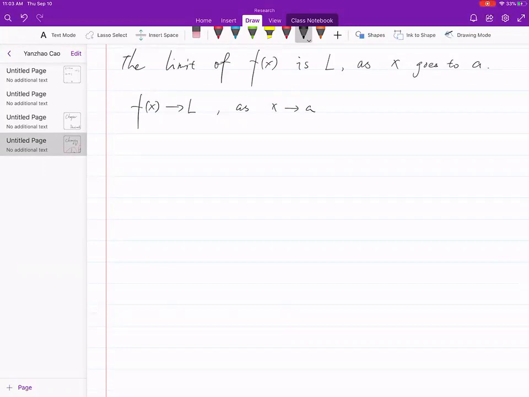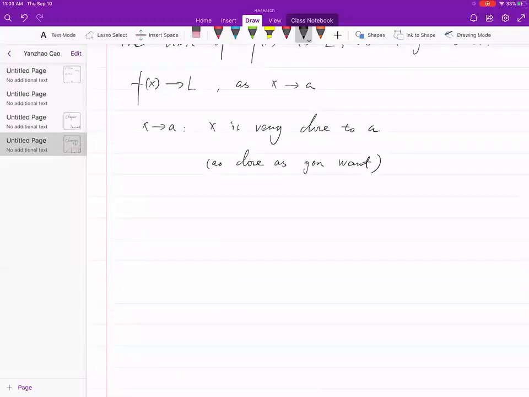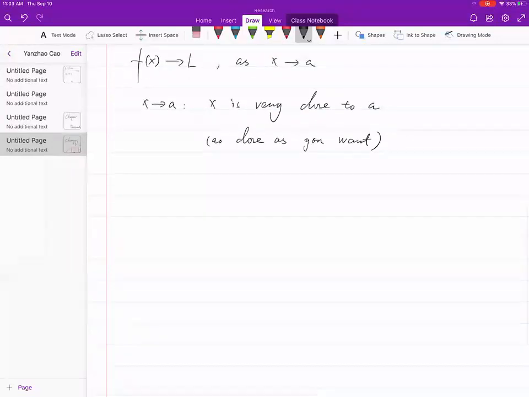This basically says your function value will be very close to a number when your x goes to a. The way to understand x goes to a is x is very close to a. Okay. How close? As close as you want. Which is, again, the fancy words we introduced last time. This is exactly the case we want to deal with: when something is as close as, or as small as, you want. That's how we understand this.